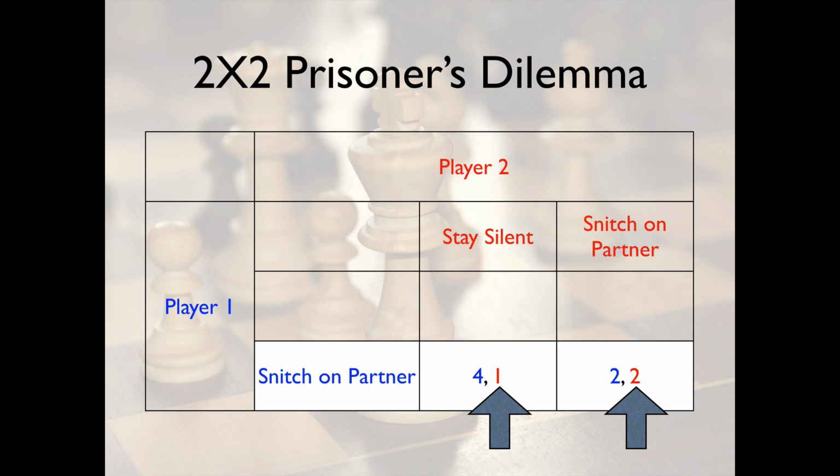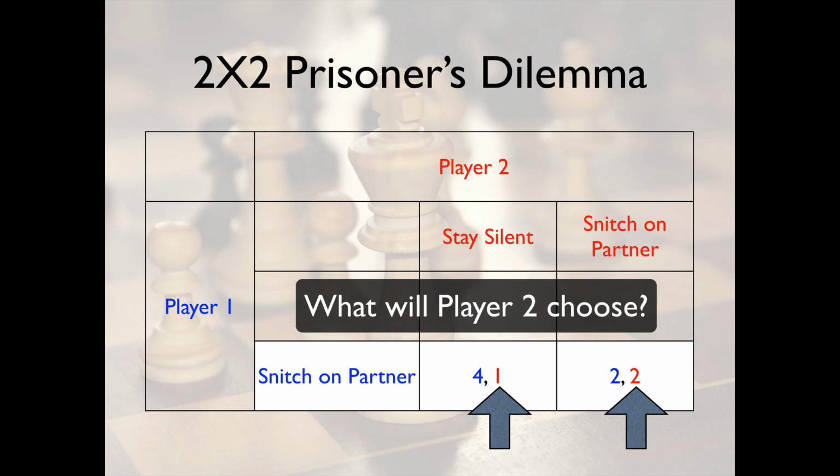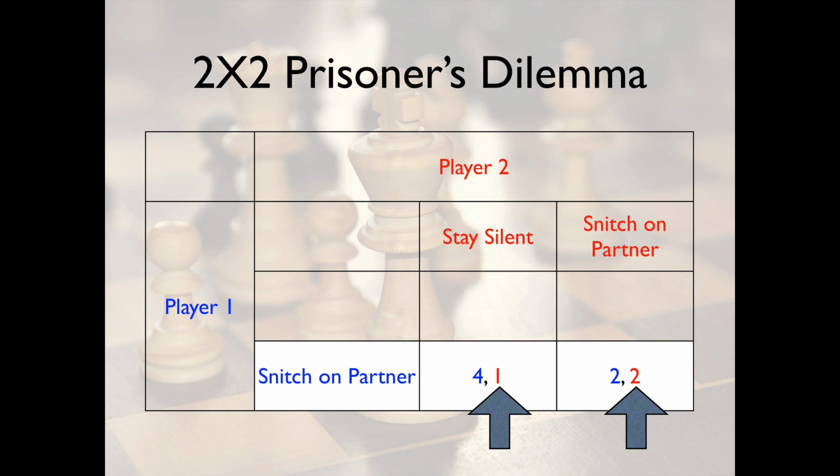And I can do the same thing again. When player 1 chooses snitch on partner, what will player 2 do? Will player 2 stay silent, or will they snitch on their partner? Again, we're comparing the red numbers. So what do you think? Well, hopefully you've thought quite simply that 2 is preferred more than 1, and so player 2 will snitch on their partner when player 1 snitches on their partner.